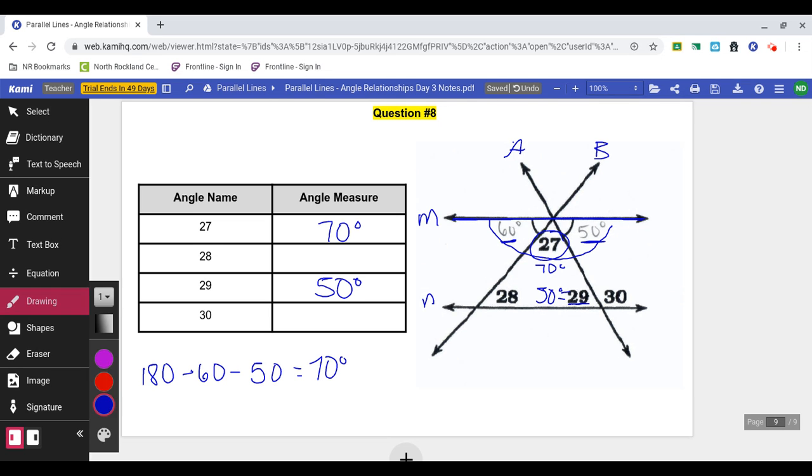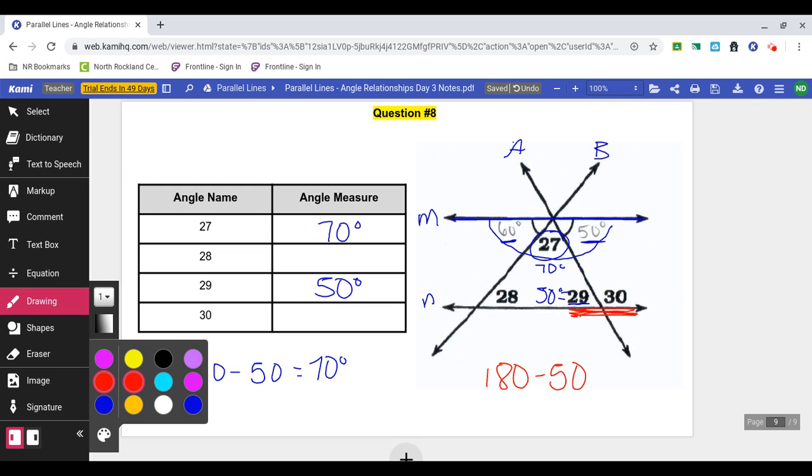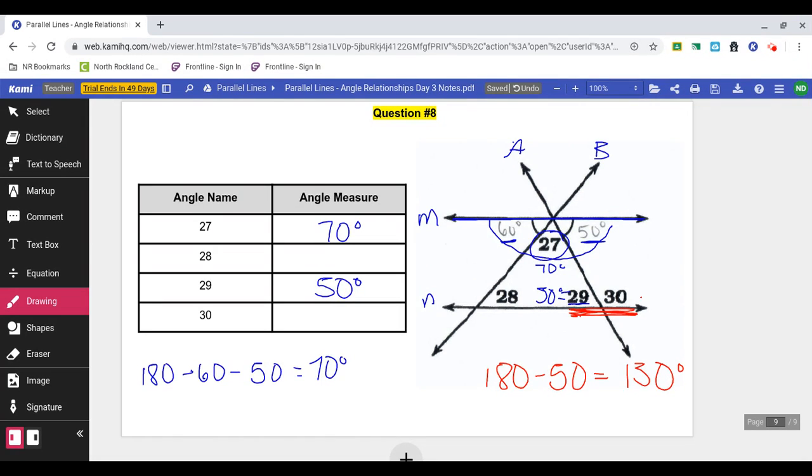Okay, now angle 29 and 30 are supplementary because they're right next to each other and they're on a straight line. So together they have to equal 180 degrees. So I know that angle 29 is equal to 50 degrees, so I can find out the measure of angle 30 by simply subtracting 180 minus 50, and we get 130 degrees, which tells me angle 30 is equal to 130 degrees. Now I have to figure out angle 28.